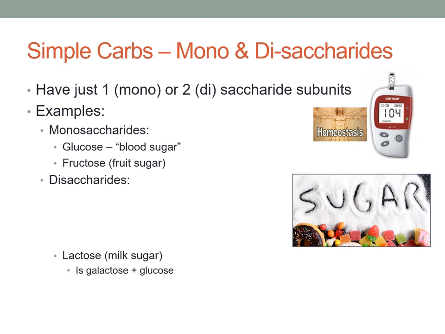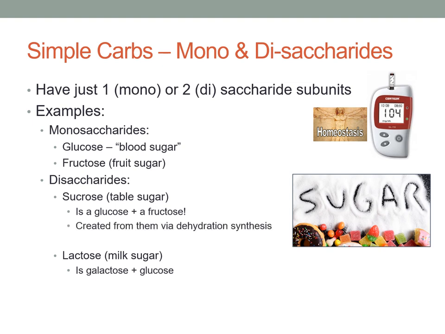We're very familiar with some disaccharides. So sucrose, which is table sugar, what we think of as sugar, right? That one is actually a disaccharide. It's a glucose plus a fructose joined together by, what's the process called? When we take water out to combine things together, we call it dehydration synthesis. Yes, okay. So we can put those two together and make table sugar.